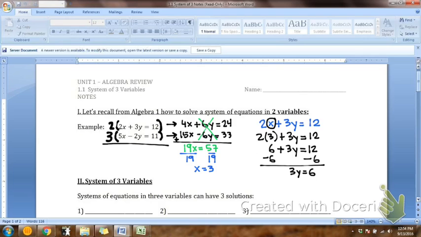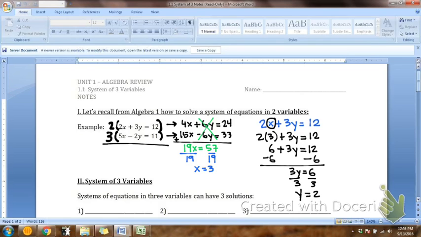Yeah, that's a great question. We're going to get to that in just a second. Thank you for thinking of that. So we should be getting y to be 2. The question that Brianna just asked is, should we write this in an ordered pair? Does anybody know why we write this in an ordered pair?